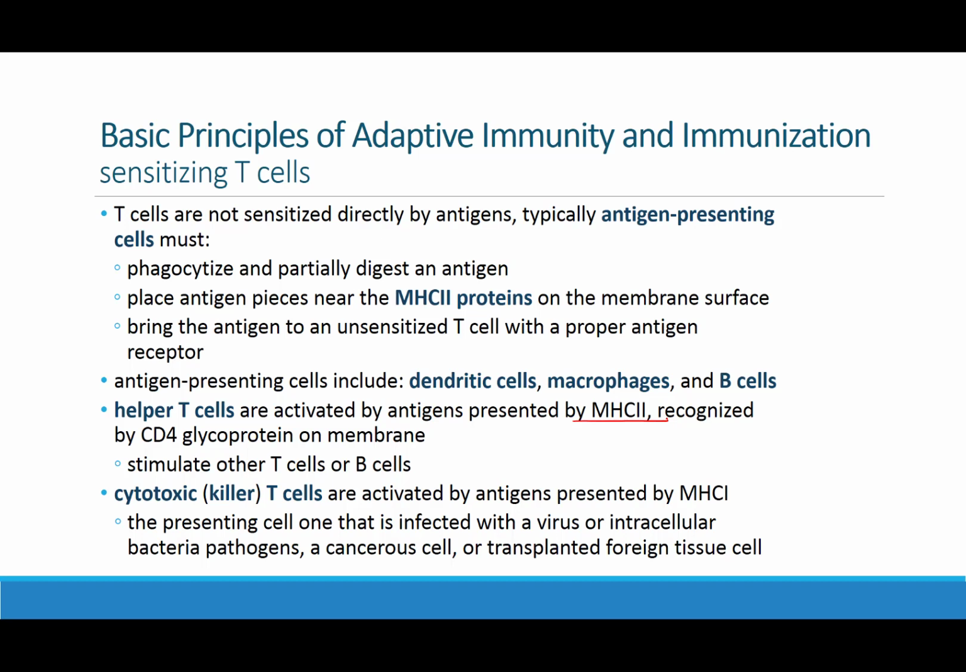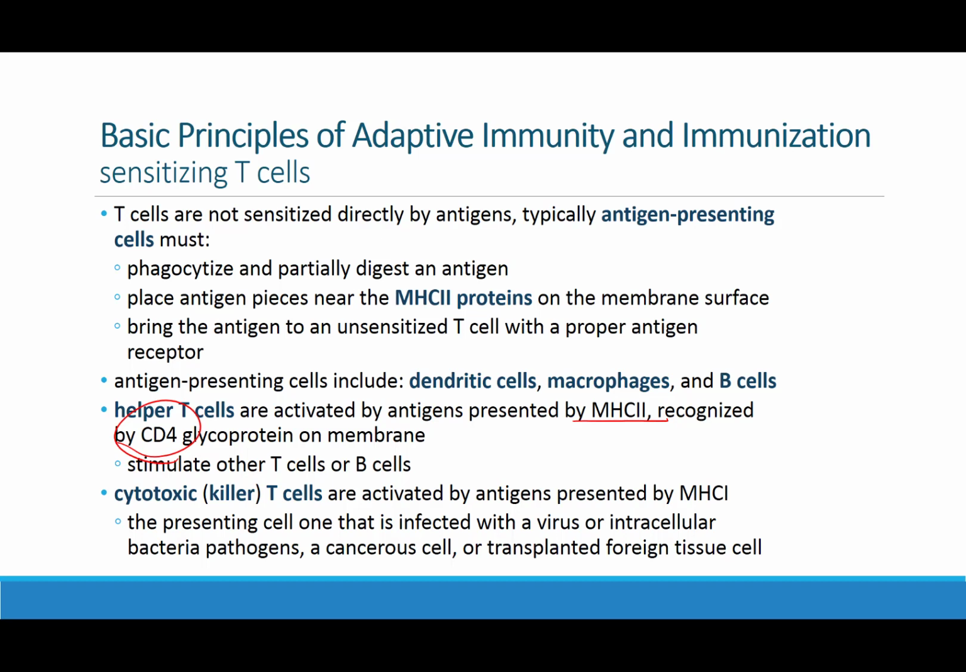All right, so helper T cells are activated by antigens that are presented by these major histocompatibility complex 2 proteins, and they are recognized by a CD4 glycoprotein that's found on the helper T cell membrane. And then these helper T cells run around and they can stimulate other T cells and they can stimulate B cells. If you recall, most antibody production required the activity of a helper T cell.